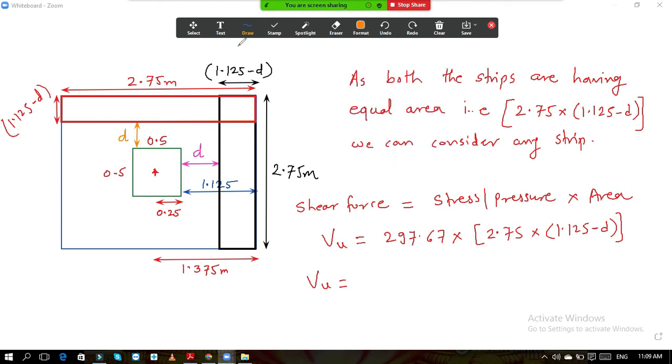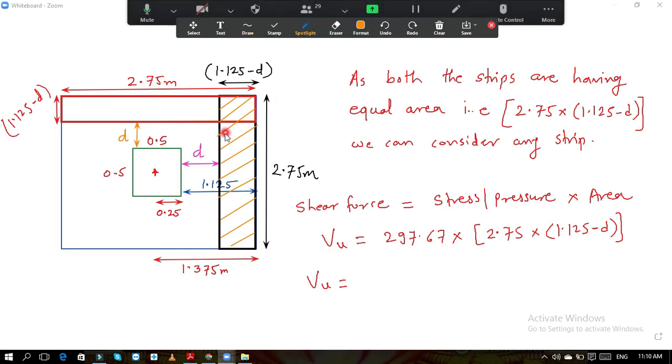See, I will hatch this portion. Suppose now think about this strip. So on this area, whatever shear force is acting, this we are calculating. So now here your shear force is, we will do the calculations simultaneously. So now it is 297.67 multiplied by 2.75, it is 818.59.